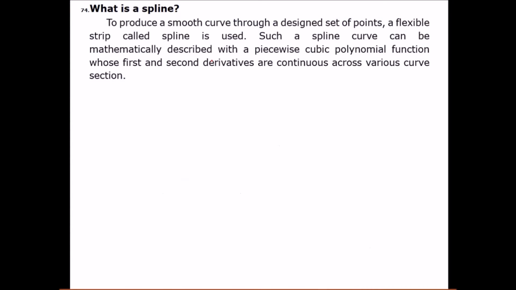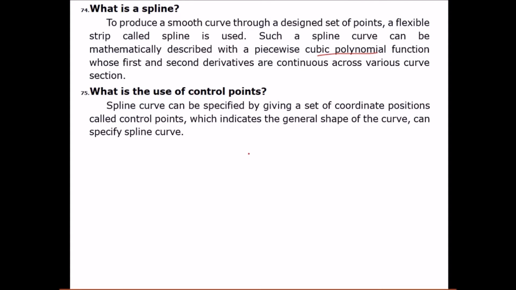What is a spline? To produce a smooth curve through a designated set of points, a flexible strip called a spline is used. Such a spline curve can be mathematically described with a piecewise cubic polynomial function whose first and second derivatives are continuous across various curve sections. What is the use of control points? Spline curves can be specified by giving a set of coordinate positions called control points, which indicate the general shape of the curve.